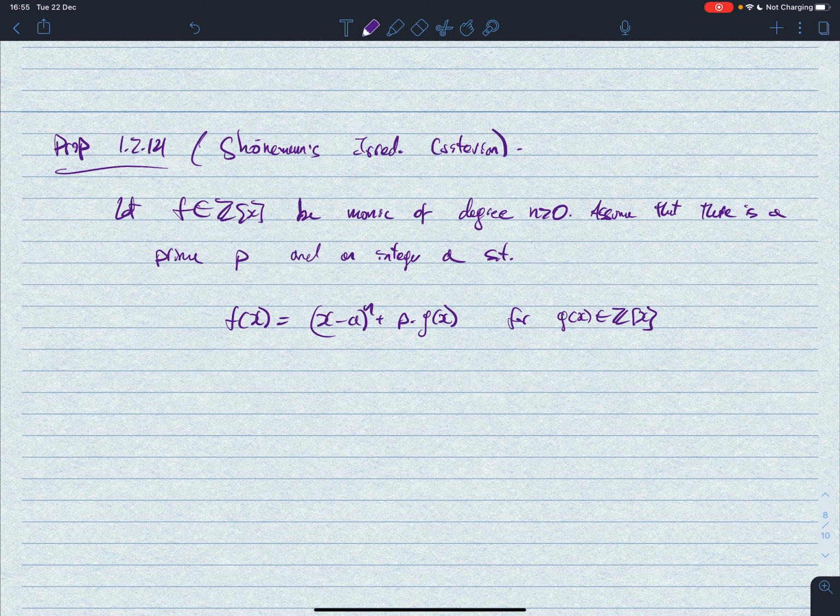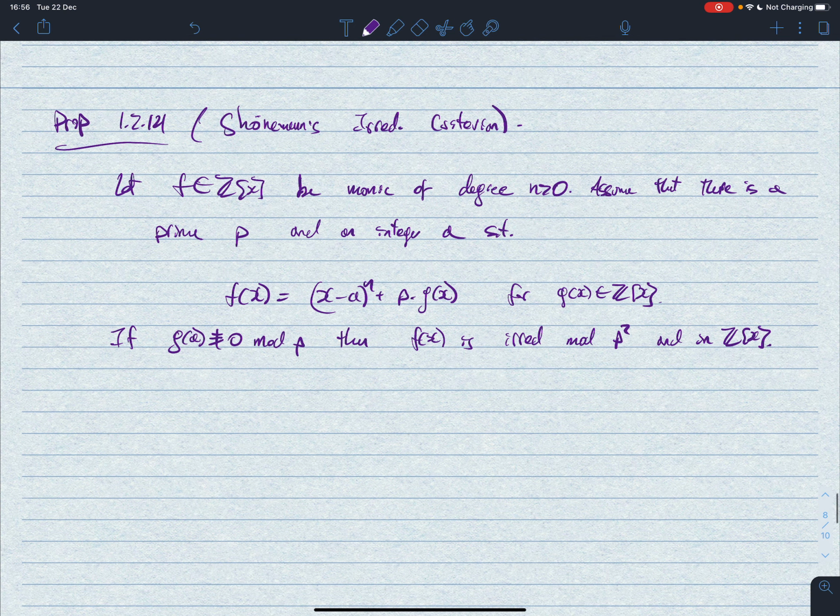So assume that we have this sort of polynomial, then if g of a is not 0 mod p, then f of x is irreducible modulo p squared and in Z[x]. So it's going to be irreducible in Z mod p squared Z. This is what I mean by irreducible mod p squared, but it's also going to be irreducible in Z[x].